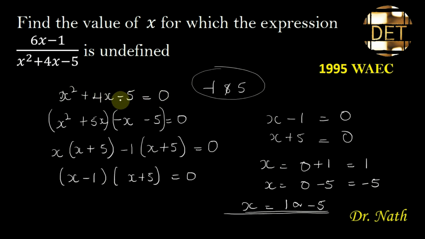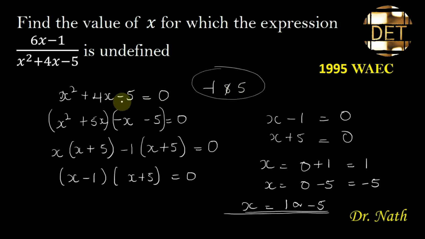In using the factorization method to resolve this equation, the first thing we do is to look for the factors of minus 5, such that if we multiply them, we'll have this minus 5, and if we add them, we'll have this plus 4. So we have to look for the factors of minus 5 such that when we multiply them, we'll have minus 5, and when we add them, we'll have plus 4.